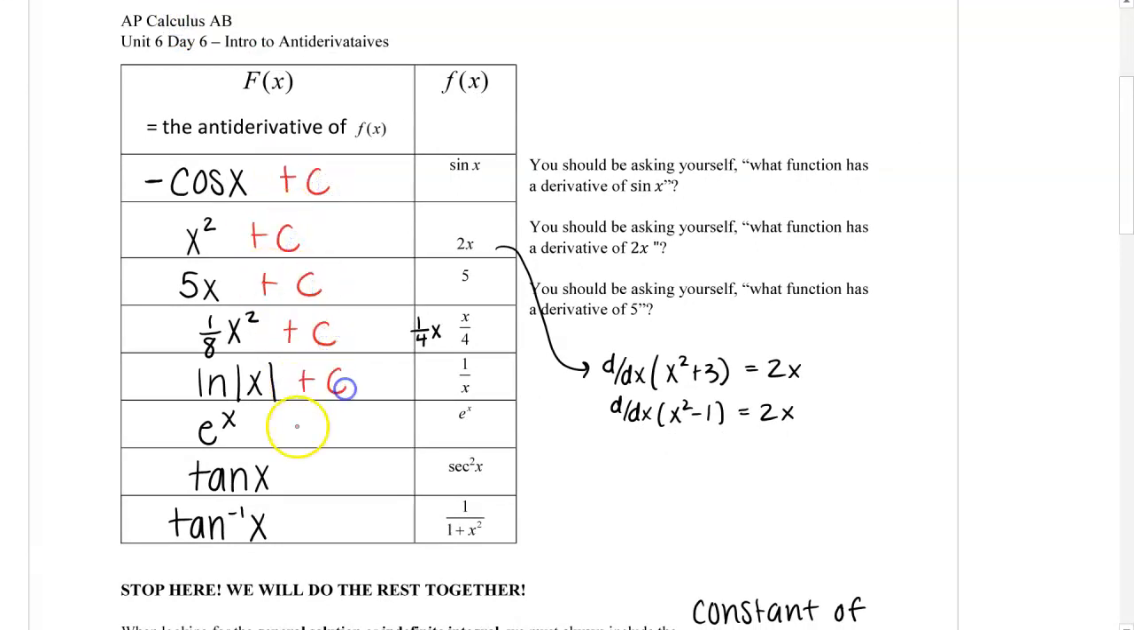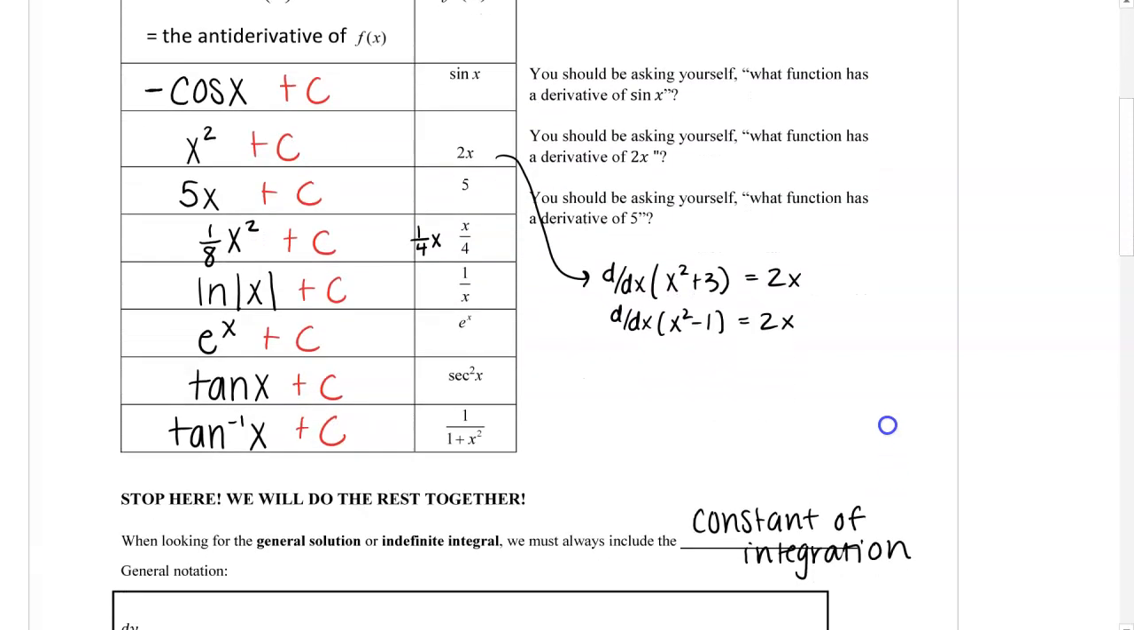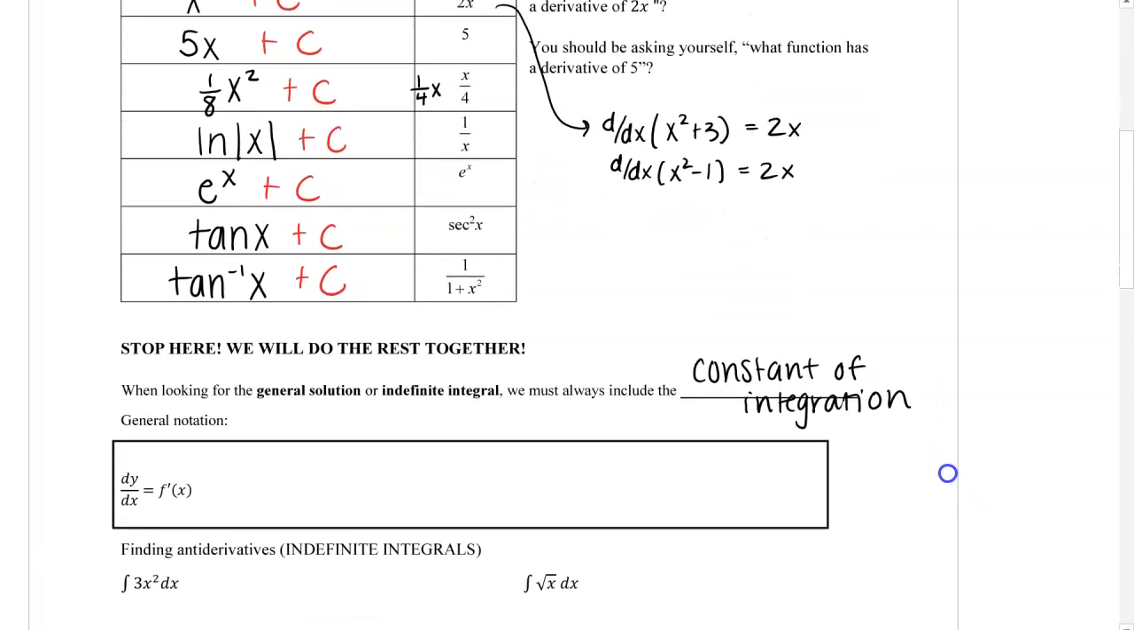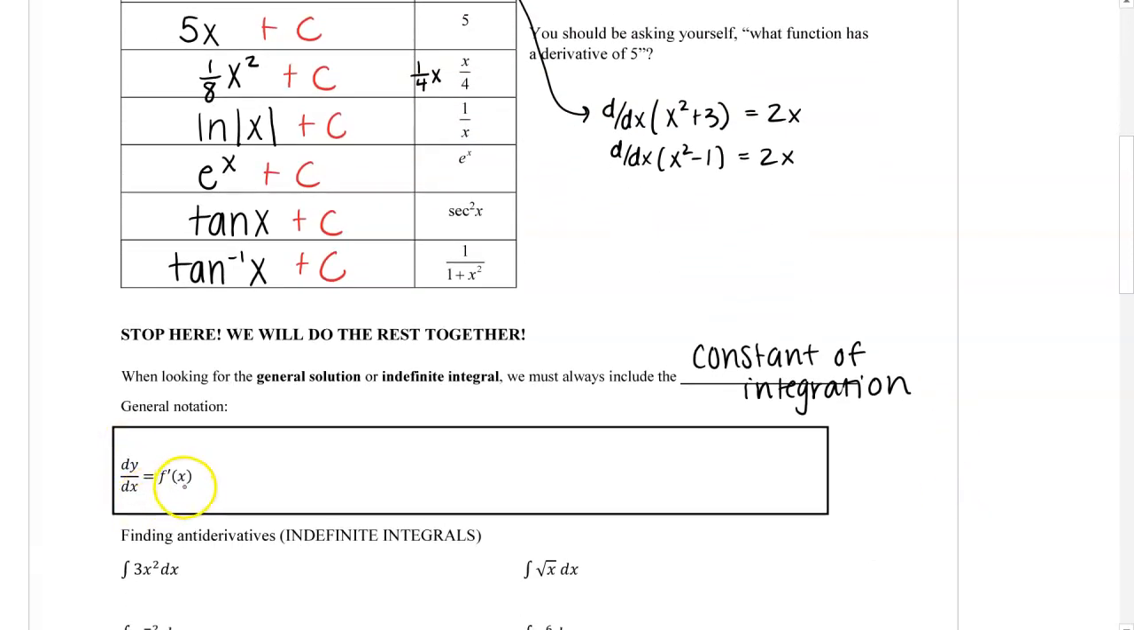Okay, these are called antiderivatives for indefinite integrals, which we'll talk about down here. So essentially, if dy dx equals f prime, then y is the original function plus c, the constant of integration.